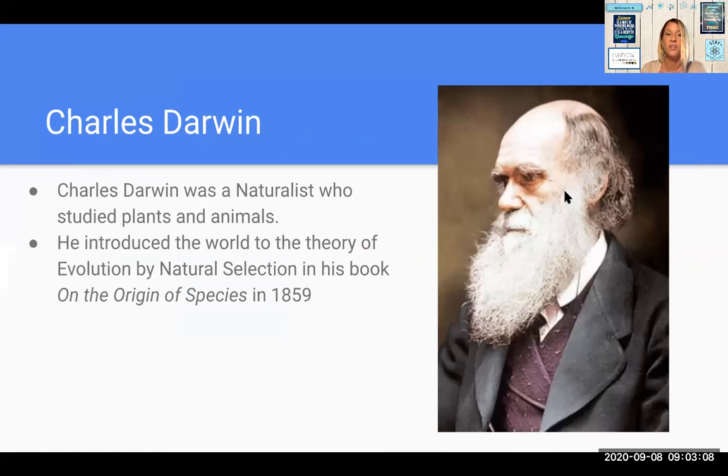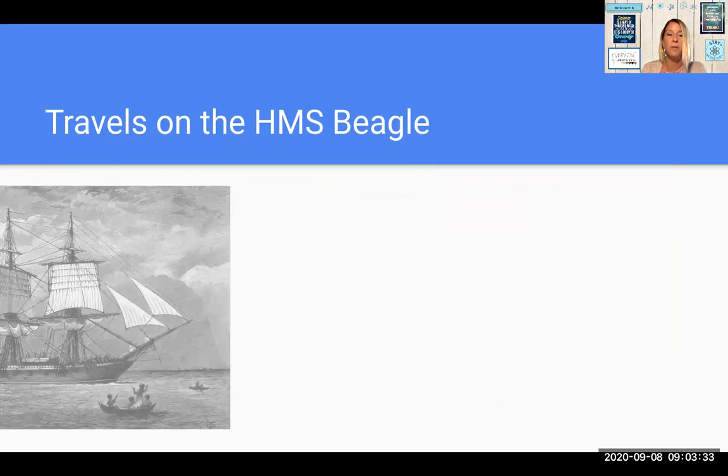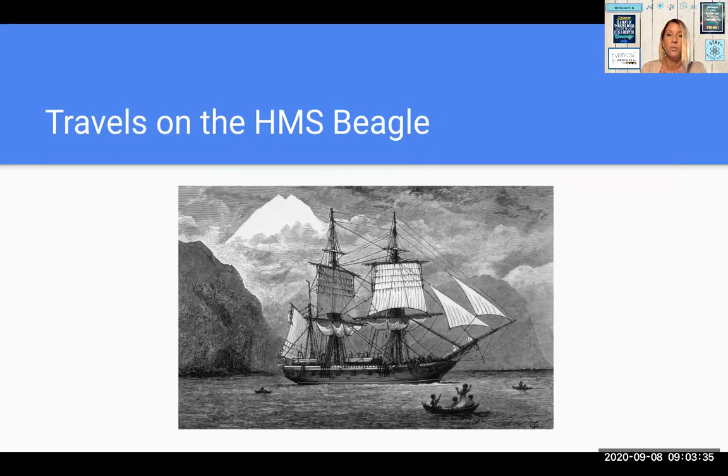Okay, so first up, Charles Darwin. He's a naturalist, so he studied plants and animals, and he wrote this book called On the Origin of Species in 1859, which sort of introduced the world to this idea of evolution by natural selection. So he traveled around on the HMS Beagle. That was this big ship, and it traveled all around the world.